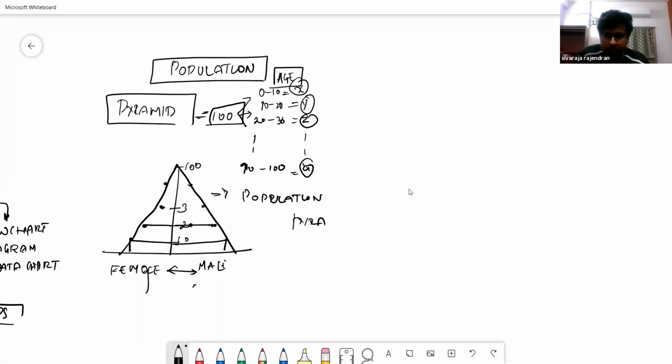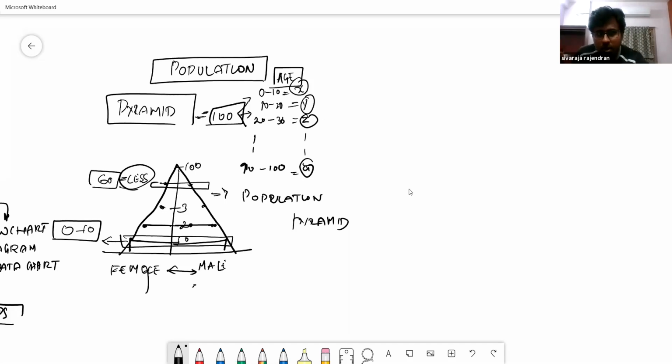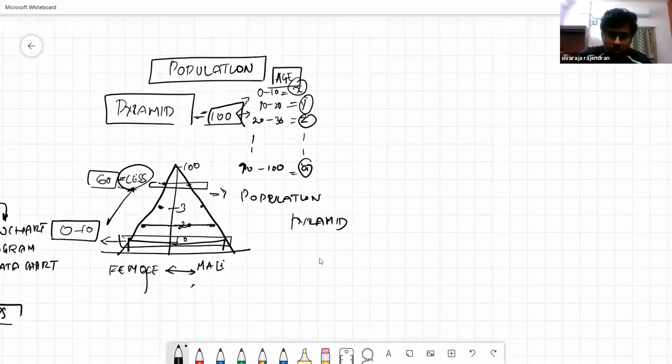If you see this pyramid, what this means is that in the age group of 0 to 10, there are more people. In the age group of 60, there are fewer people. See the chart, this chart represents this data only. So it is less, it is more. Right? Now come to this point.